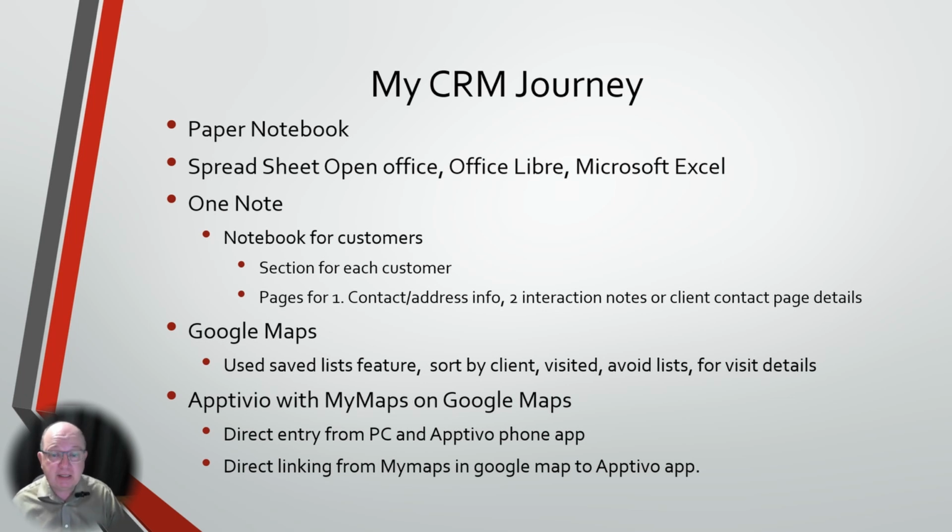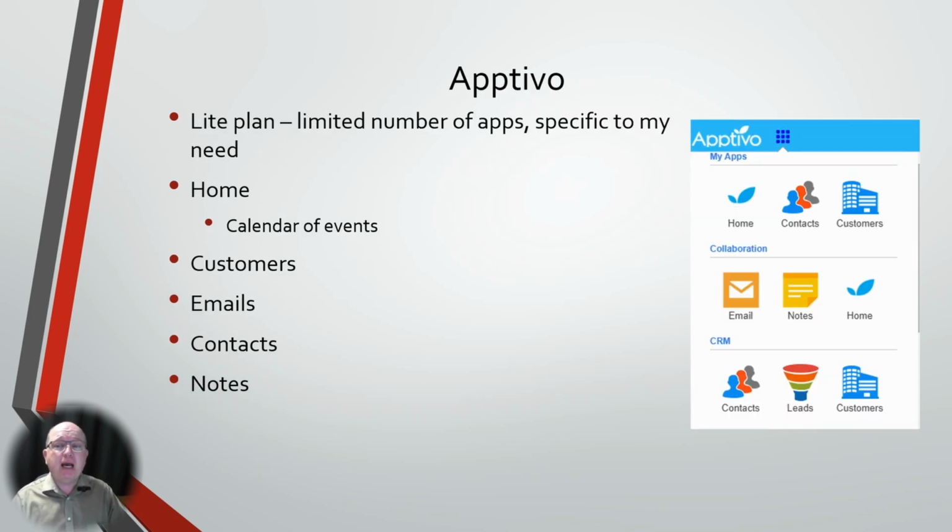And I'm going to showcase this. This is what I'm currently using. With Apptivo, I'm using a light plan, which means I have a limited number of apps. And it's a much larger function. You can have a light plan, a starter plan, or an enterprise plan, which gives you a whole bunch of applications.